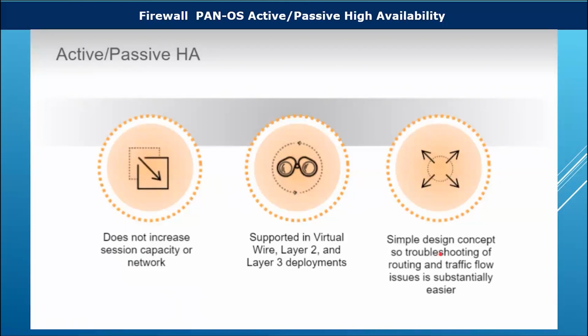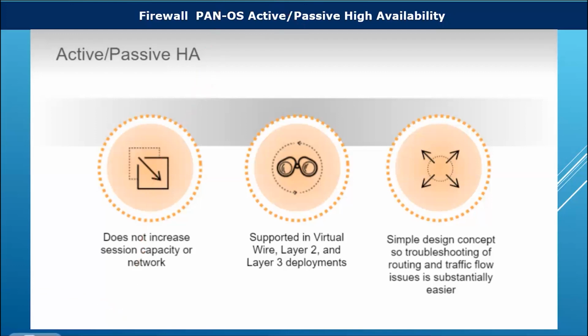Active passive high availability does not increase the session capacity. So you cannot assume that because we have two firewalls, we get double the number of sessions. Like on one firewall, we get 10,000 sessions, one firewall is supporting 10,000 sessions. Now we are using two firewalls, so will we get 20,000 sessions? It's not like that. So guys, keep in mind one thing here.